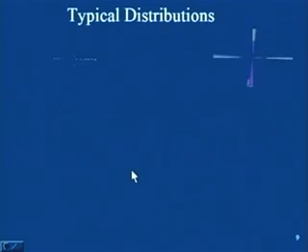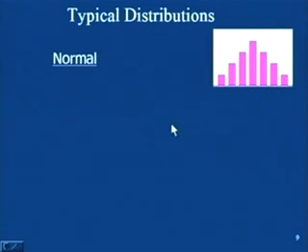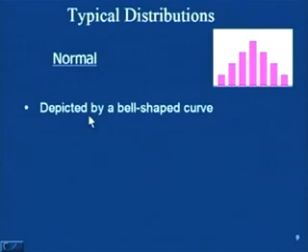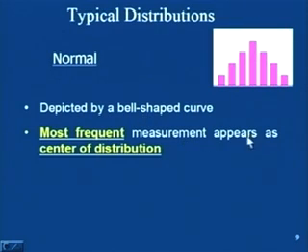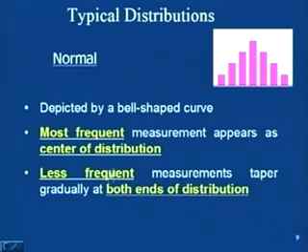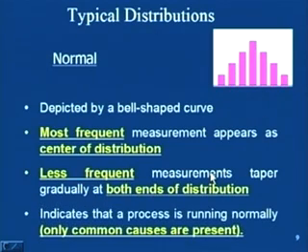Some typical distributions: this is the normal distribution that we have talked about a lot earlier. It is depicted by a bell shaped curve, meaning there is only one peak, at the center, and then observations gradually decrease on both sides of the mean. The most frequent measurements appear at the center of the distribution in the bell shaped curve. Less frequent measurements taper gradually at both ends of the distribution.